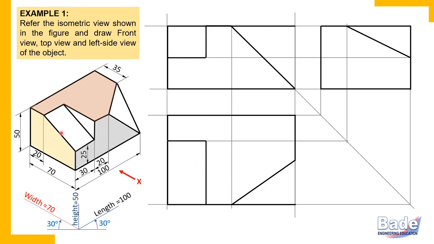So how do we draw this surface in the front view? Watch here. We already have this edge. This edge is parallel to length at the top. This edge is also parallel to length, but 25 millimeters from the base. This is that edge, 25 millimeters from the base. So these two edges, because these are principal edges, we have identified here.